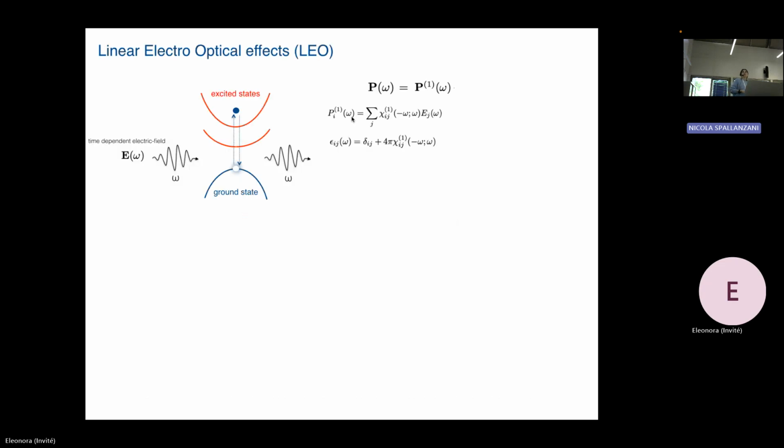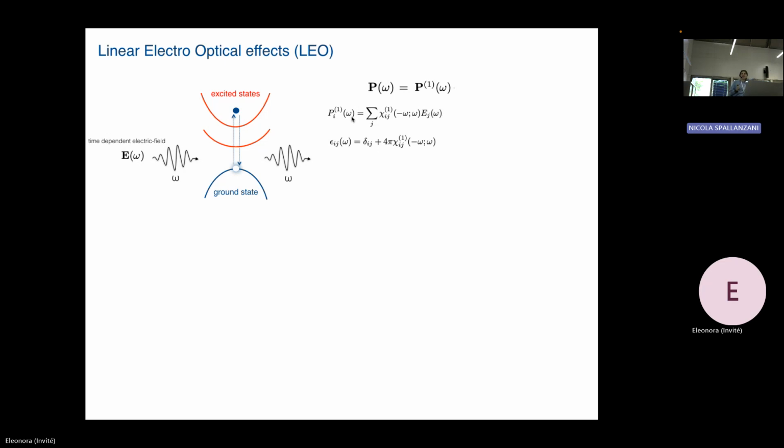So this was an overview of SHG, as I told you. You tell me if I can. Because I really spent some time on this because it's a very important process, and also the calculation is very advanced. There are many nice things that you can do. But there are other processes, linear processes. One of these is, for example, a closed quantum site and maybe faster. And this is the linear electro-optical effects, LEO.